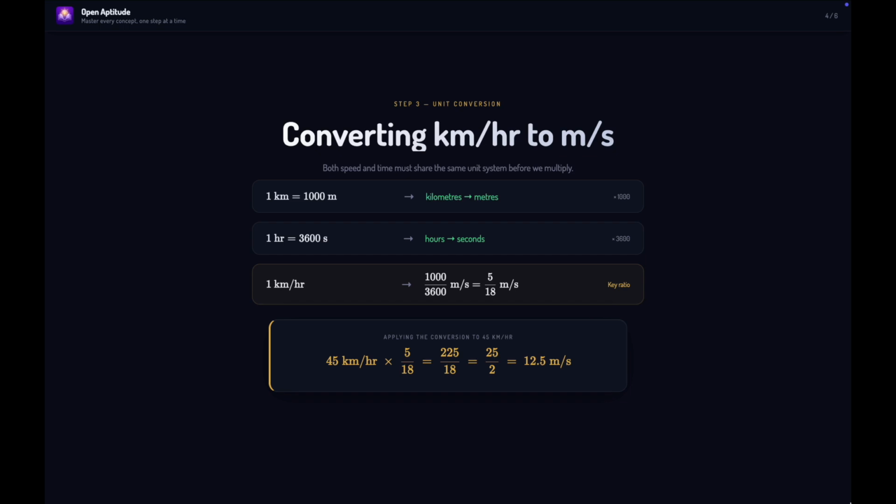1 kilometer equals 1000 meters and 1 hour equals 3600 seconds. Therefore, to convert any speed from kilometers per hour to meters per second, we multiply by the fraction 5 divided by 18. Applying this, 45 kilometers per hour multiplied by 5 divided by 18 gives us 225 divided by 18. This simplifies to 12.5 meters per second.